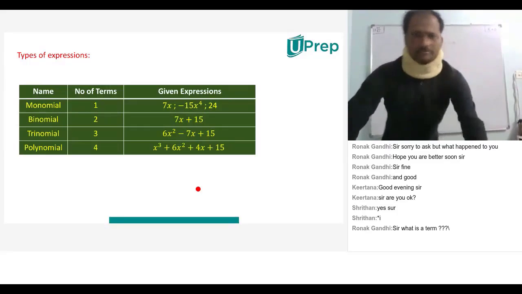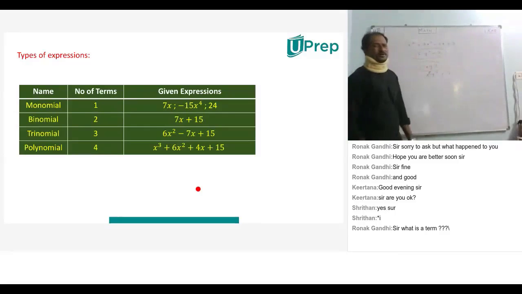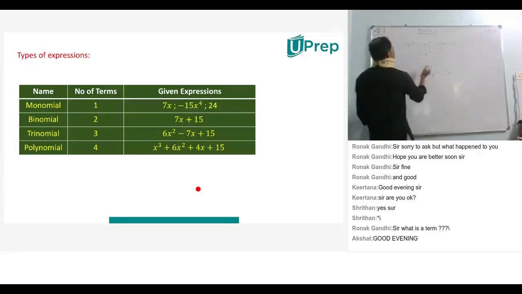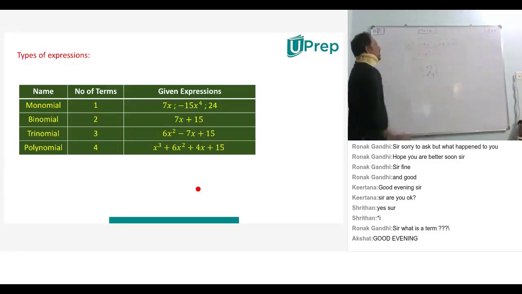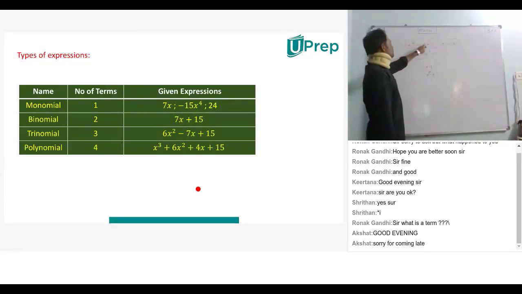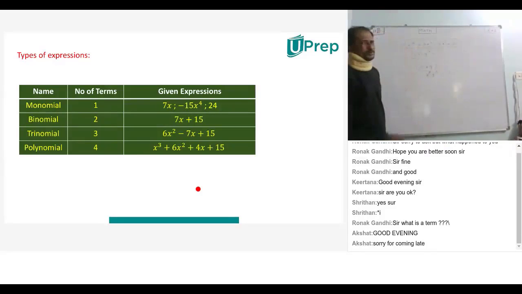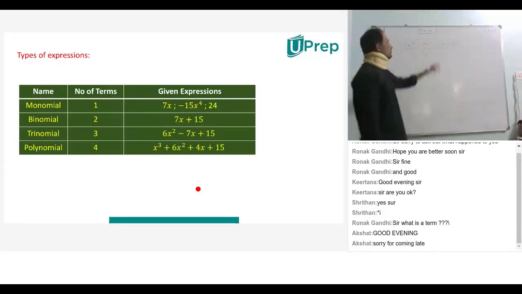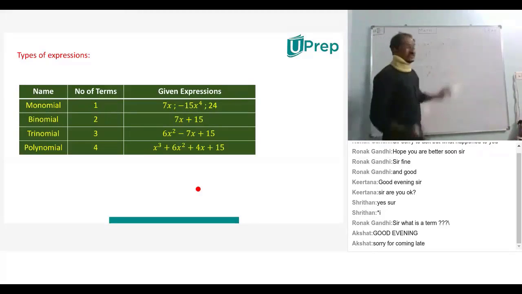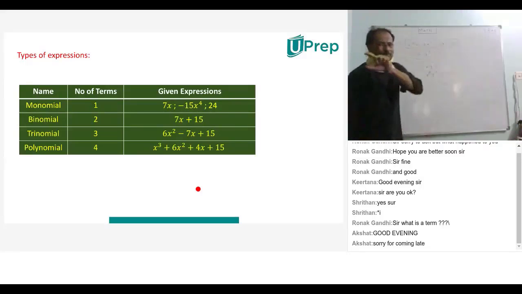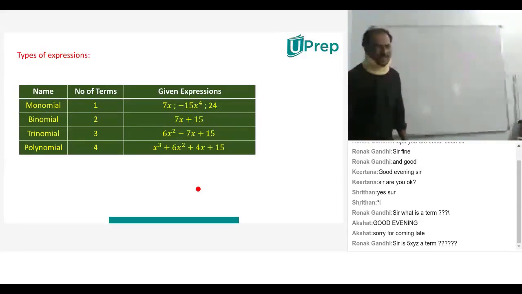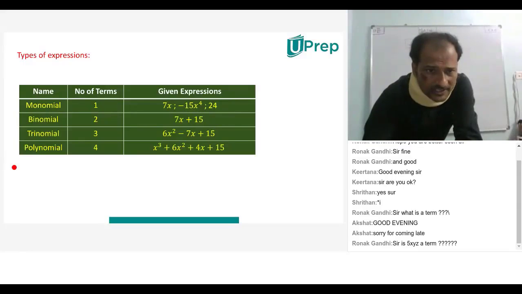Sir, what is a term? This is one term. A term is nothing but a constant or a variable. Whatever is present in the algebraic expression is called a term. For example, let me take this example. How many terms are there? 1, 2, 3, and 4. What are the terms? x cube, 3x square, minus 5x, 3. These are called the terms, and put together, an algebraic expression. I hope you all understood now. Ronak, did you understand? Yes, sir.